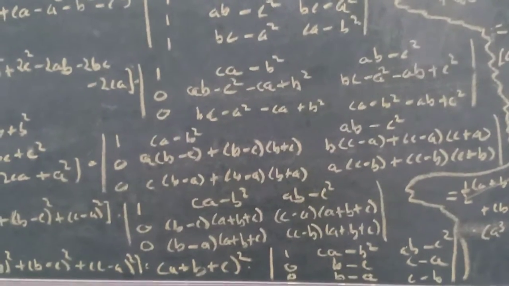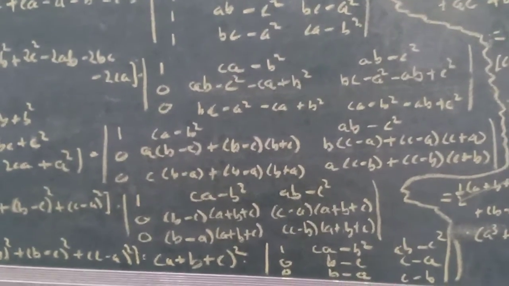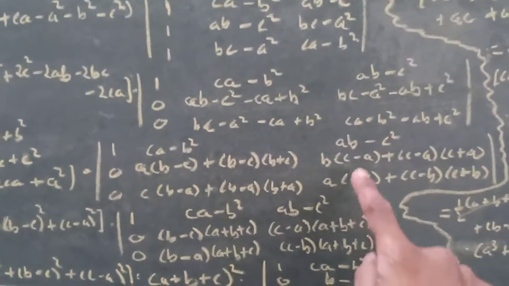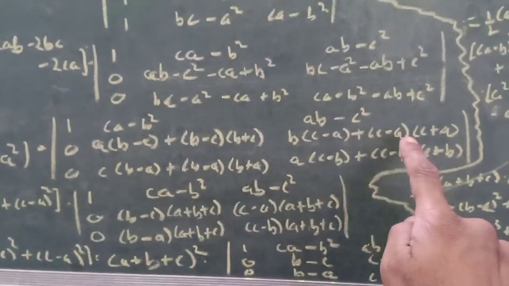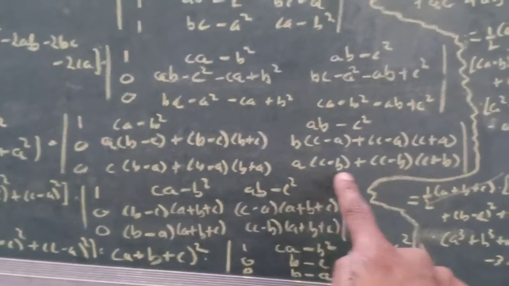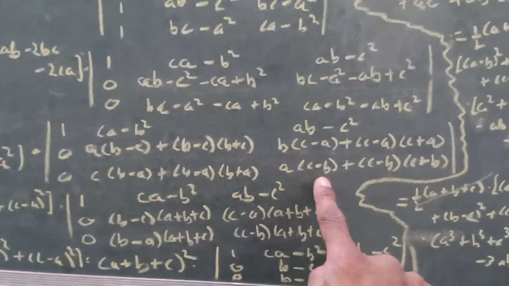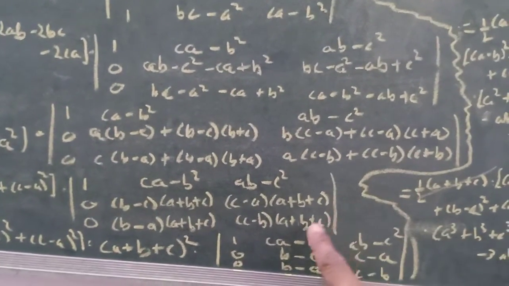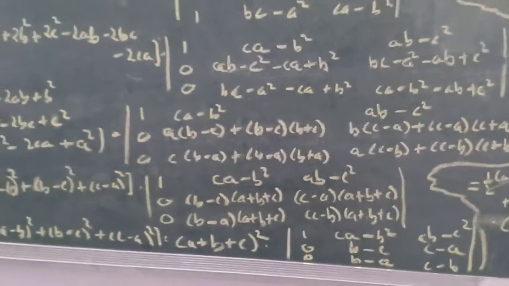Same way in third column, AB minus C square as it is. From these two I am taking C minus A common, so it will get B plus C plus A, that is nothing but A plus B plus C. From third element I am taking C minus B common, so it will get A plus C plus B, that is nothing but A plus B plus C.